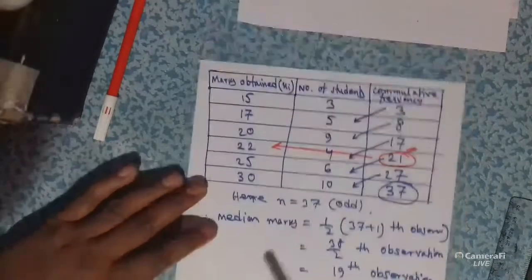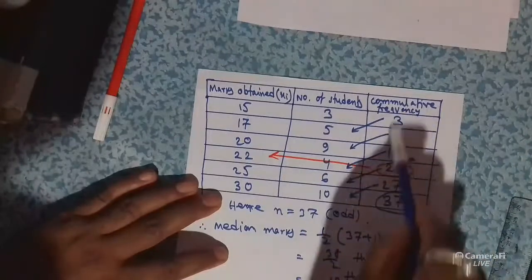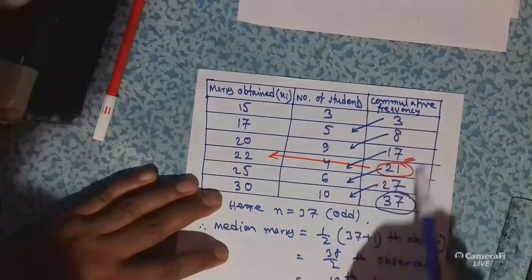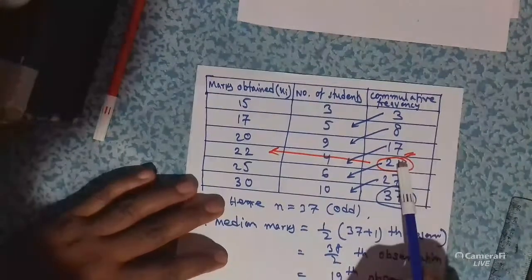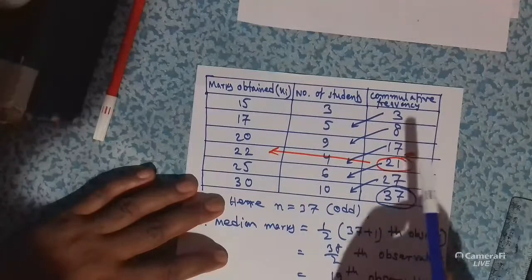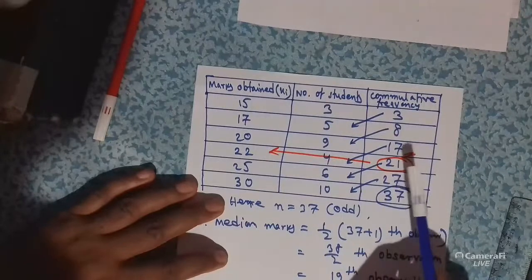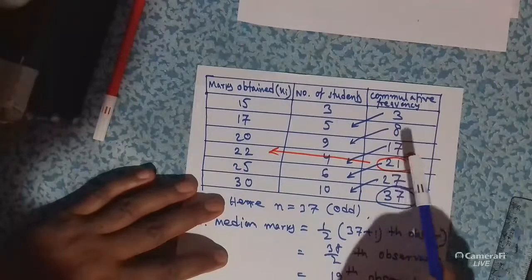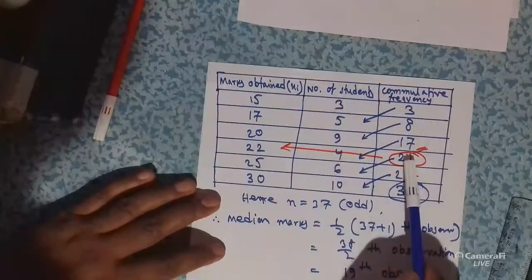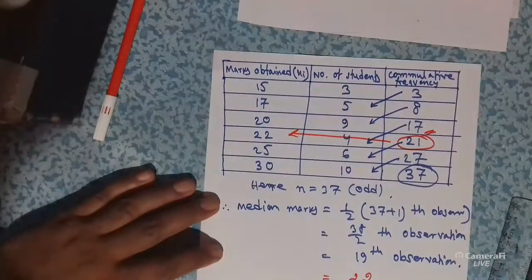So 19th observation. Now you have to find 19 in these numbers, but there is no 19. Up to 17 you cannot find 19. In 21 there are 18, 19, 20 and 21, because after 17 there are 4 numbers, that is 18, 19, 20 and 21. That means the 19th observation is this 22. So 22 is the right answer. I hope you understood, students.